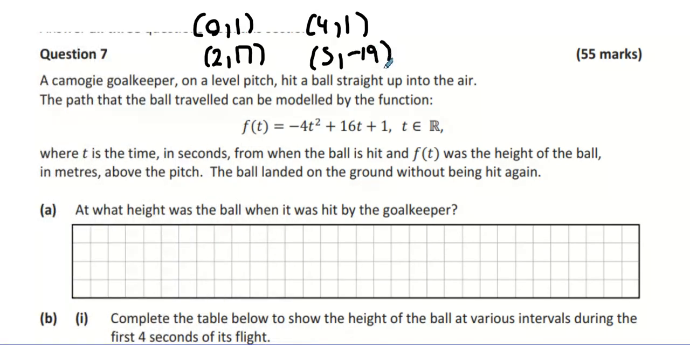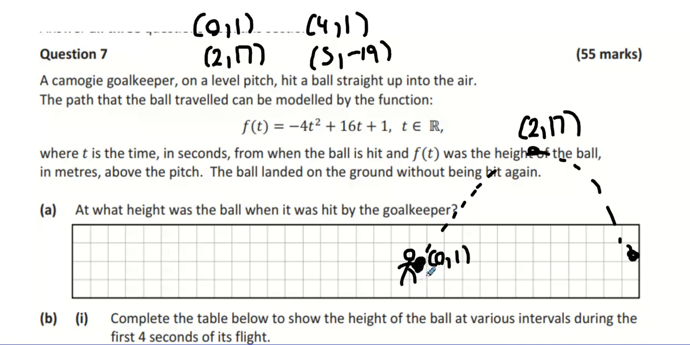Now, let me explain why minus 19 makes no sense. If you're a goalkeeper and you kick a ball in the air, after 2 seconds it goes all the way up to 17 meters in the air. And at 0 seconds, it's 1 meter in the air, which means the ball is in your hands. Now, ground level is a height of 0. And you can't go to minus 19, because that means the ball burrows into the ground, 19 meters underneath, which simply isn't going to happen. So just remember that's what these numbers mean.